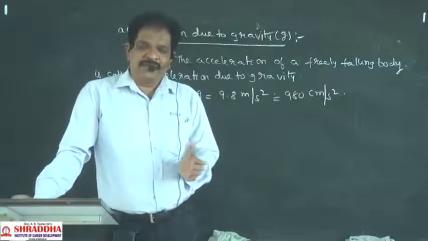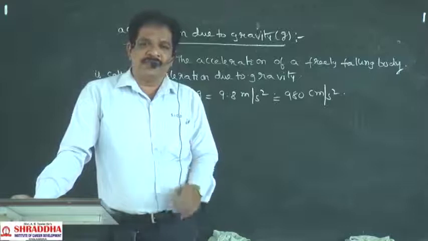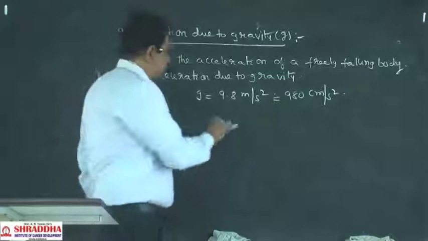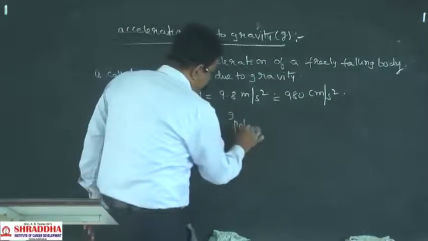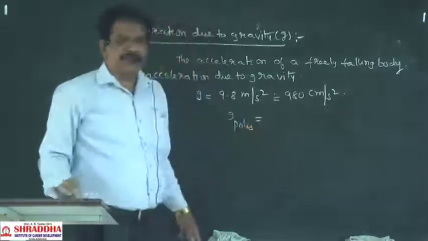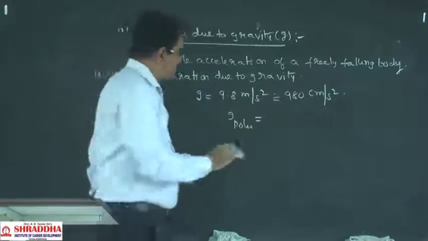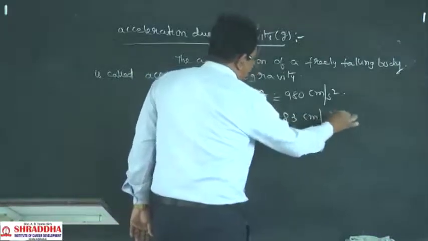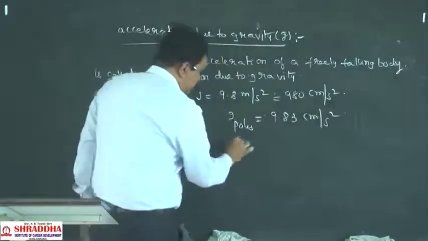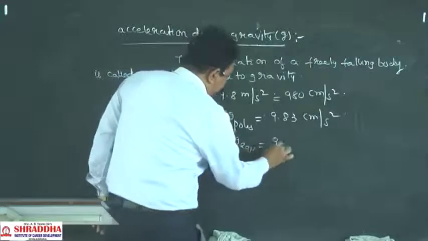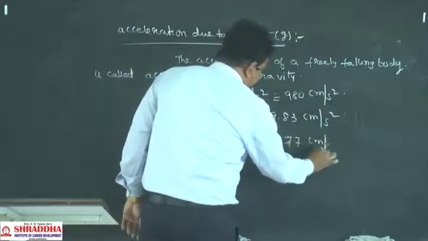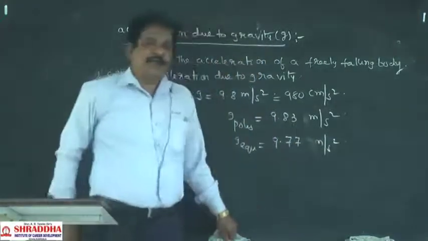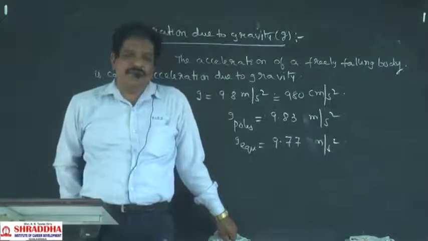Next. The g value is constant at a given place, but its value slightly changes from place to place. g slightly changes, not too much. g value will be maximum at the poles, minimum at the equator. Earth has an equator and poles. At the poles, g value is 9.83 meter per second square. At the equator, g value is 9.77 meter per second square.